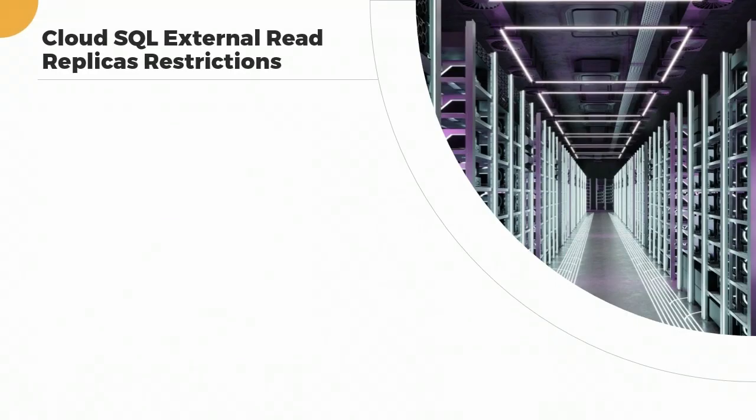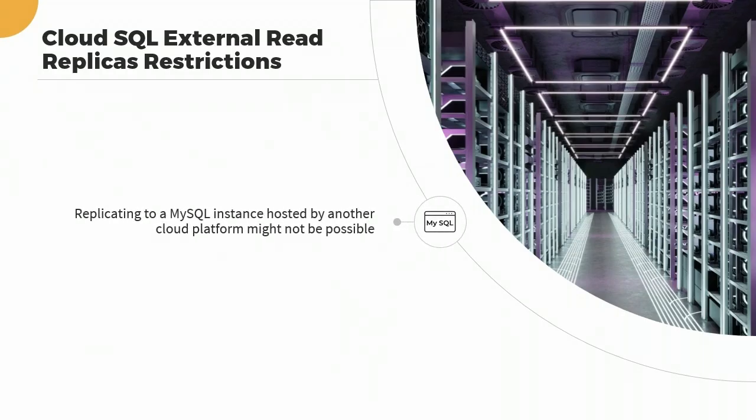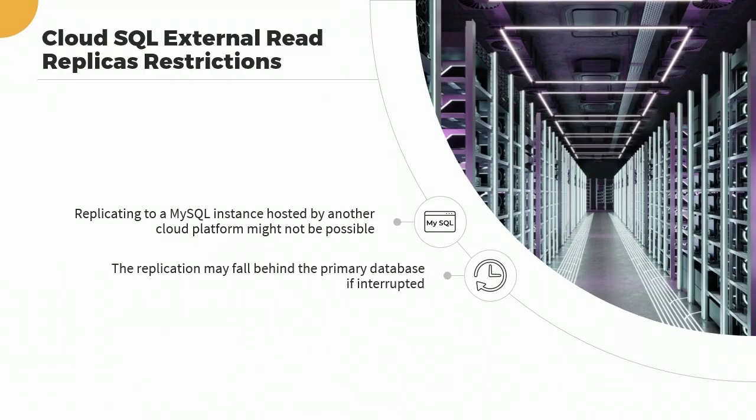Let's talk a little bit about external read replicas and their restrictions. Think of external read replicas as external MySQL instances that can replicate from a Cloud SQL primary instance. What this means is that I can do this even with another cloud platform, where it might not be possible. If I replicate to a MySQL instance hosted by another cloud platform, it's going to be a little bit harder for me to do. The replication may fall behind the primary database if interrupted. So replicating to a MySQL instance hosted by another platform is not possible.